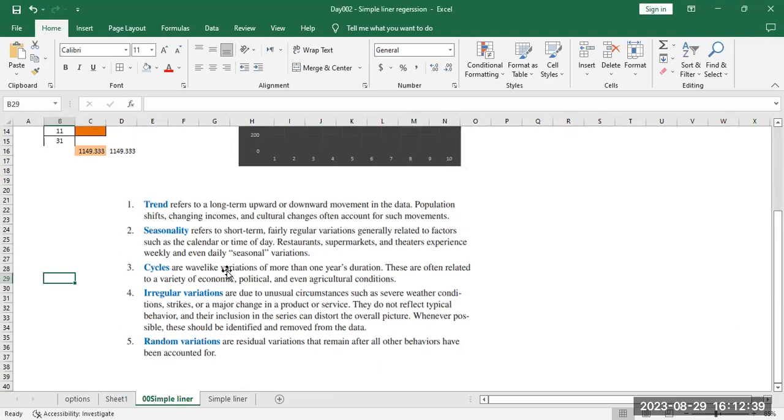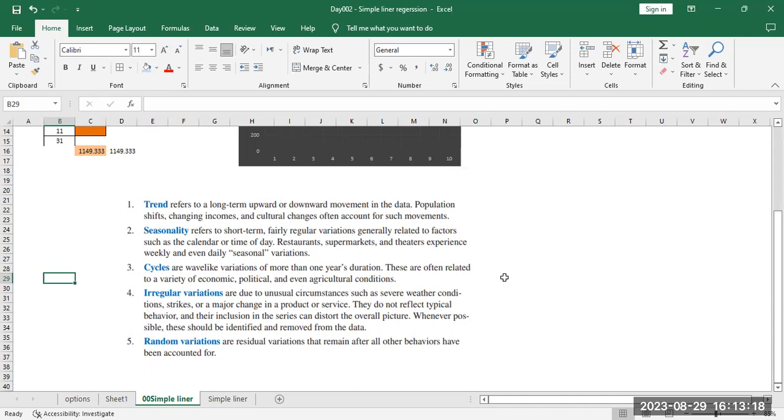And maybe the data's underlying behavior is seasonality, which refers to short-term, fairly regular variation, generally related to factors such as the calendar or time of day. For example, if you have a restaurant next to a factory, this restaurant should have very high demand during the exit time of the employees who are taking their meals, etc. And maybe there are regular variations or cycles.